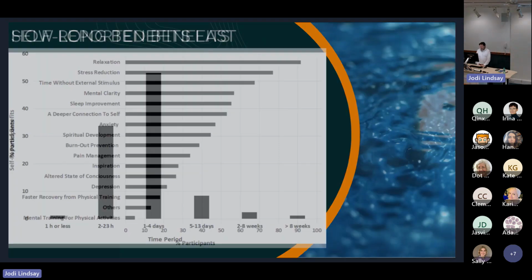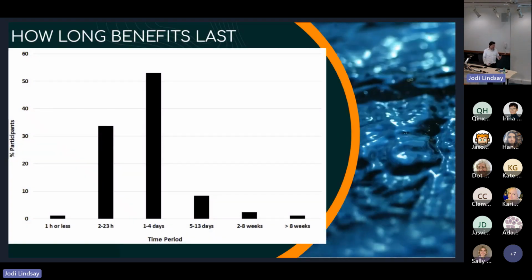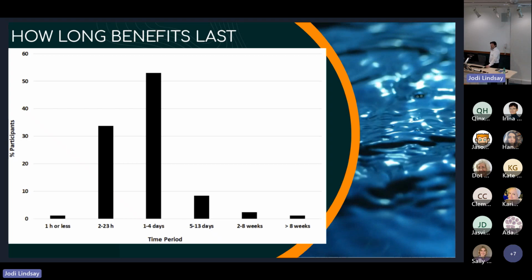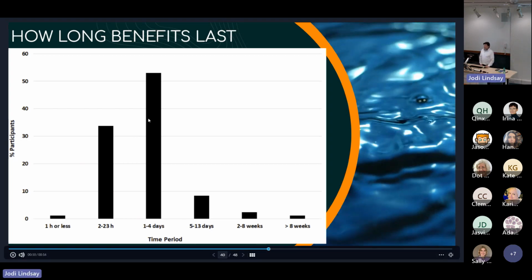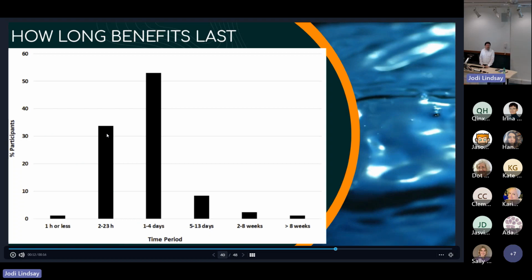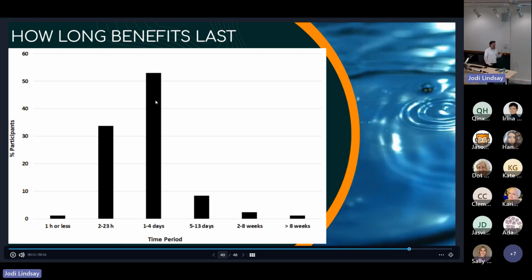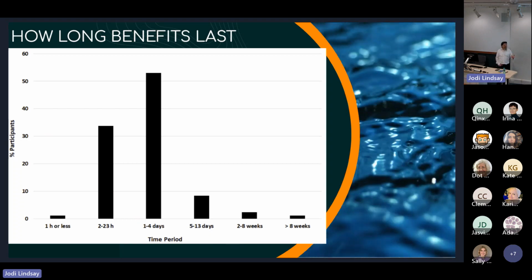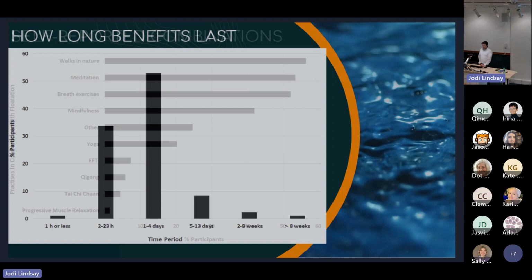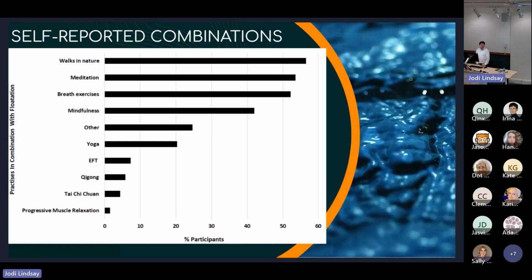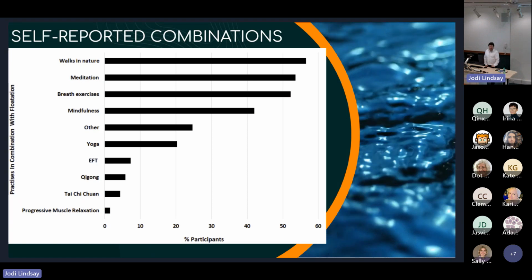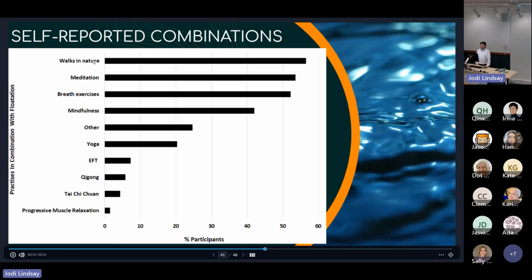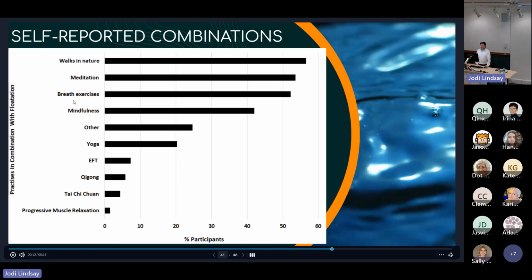And the next really important question for me was, how long does the benefit actually last? And so many said 1 to 4 days, but some also said just a day. Obviously, this is really important if one thinks of developing clinical trials, to know what's the best interval to use. I also asked them, what else do you do? You may not just go floating for your well-being. So most of them did walks in nature, meditation, breath exercises.